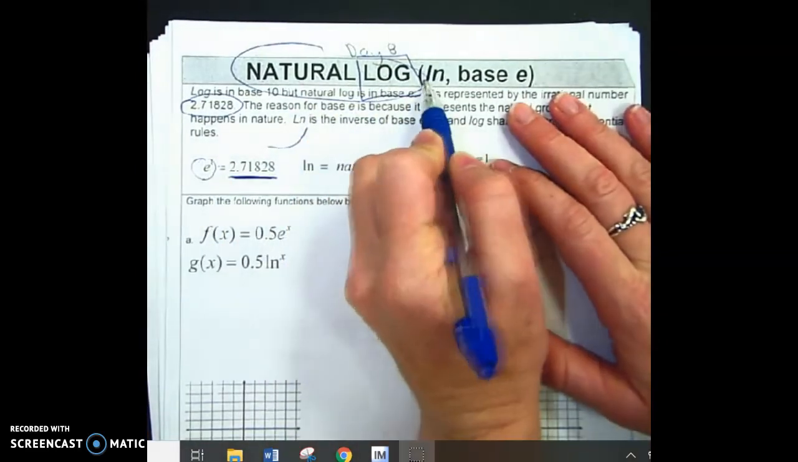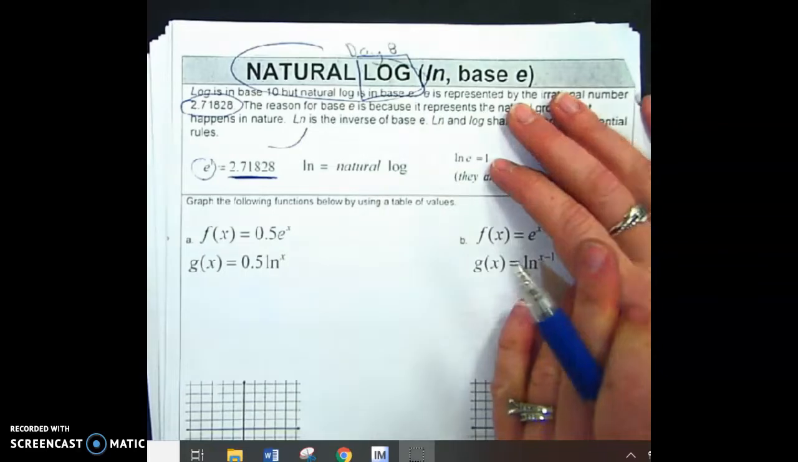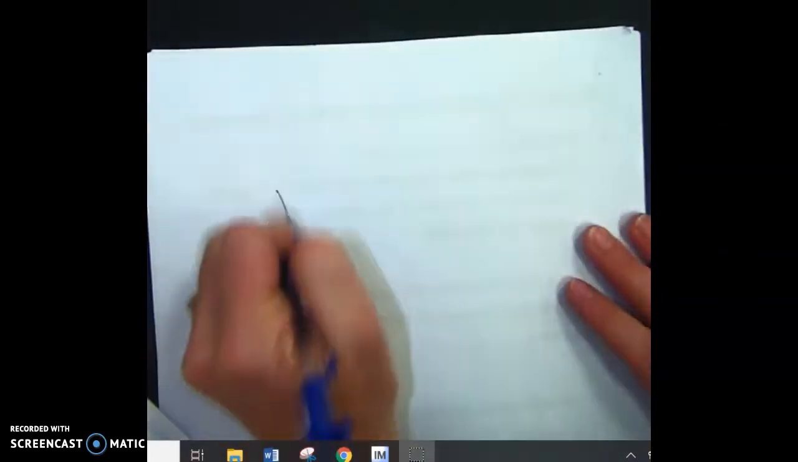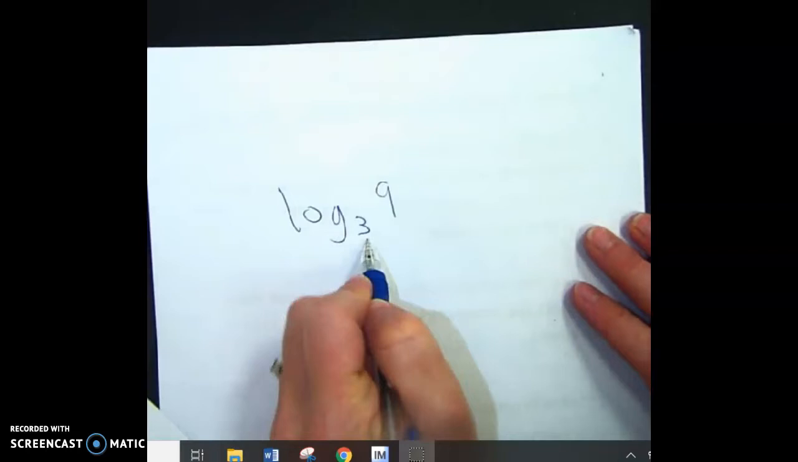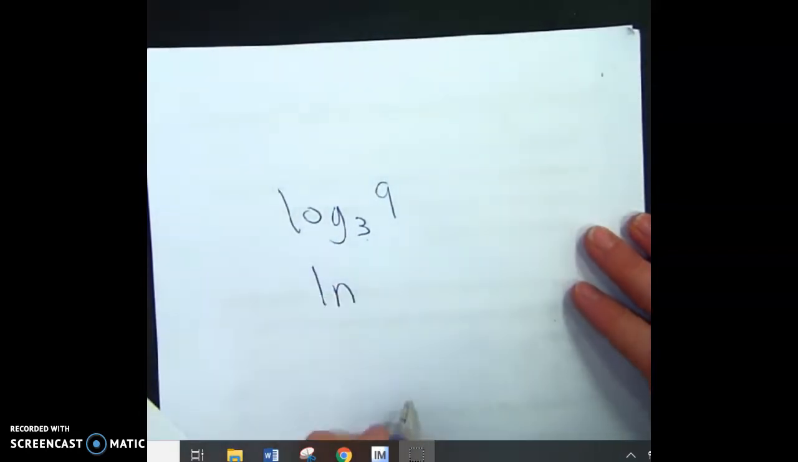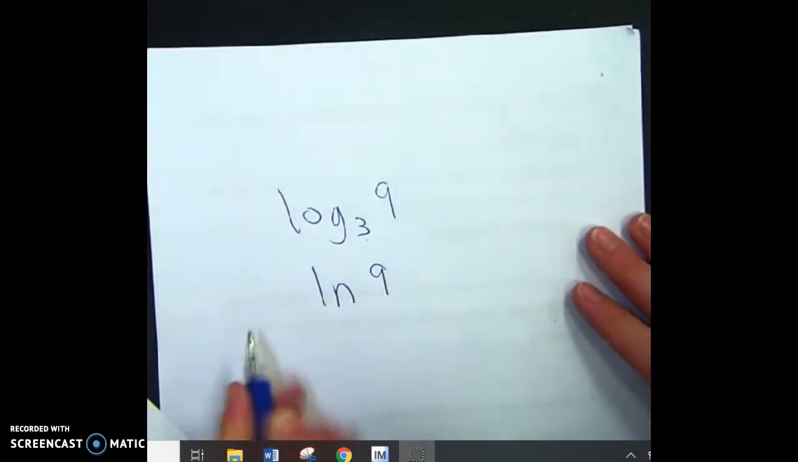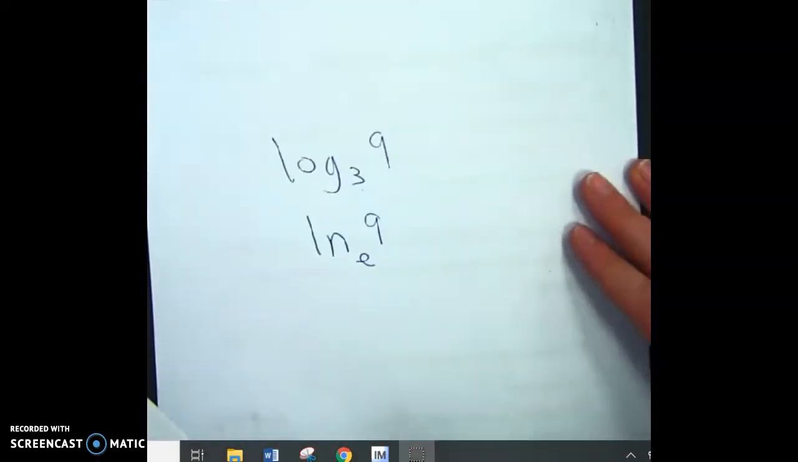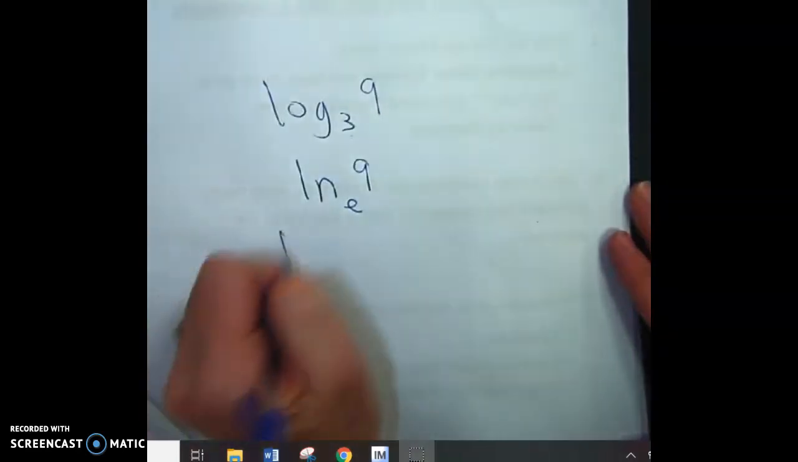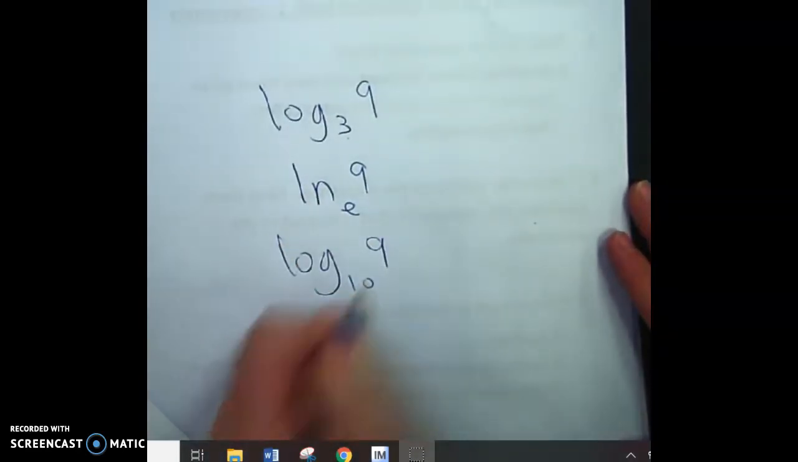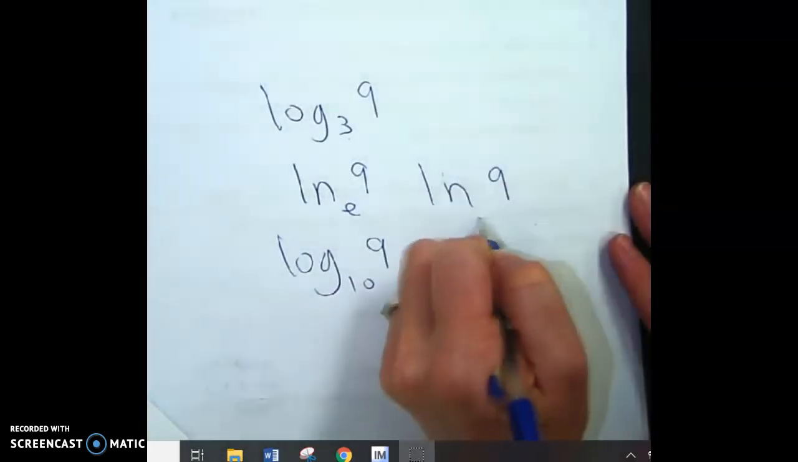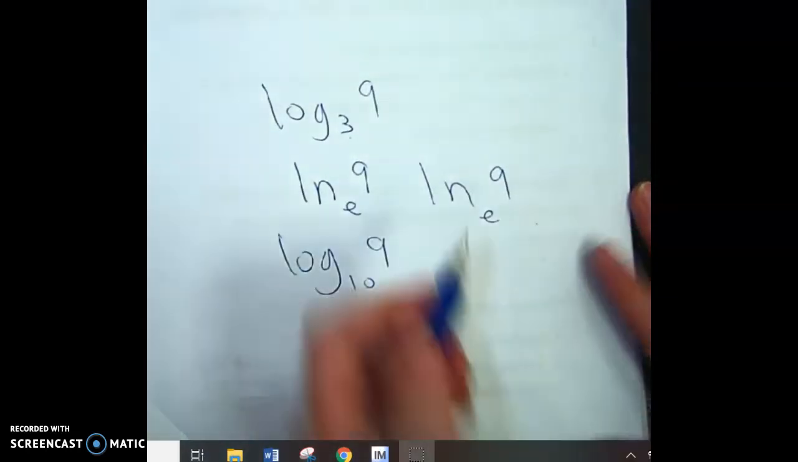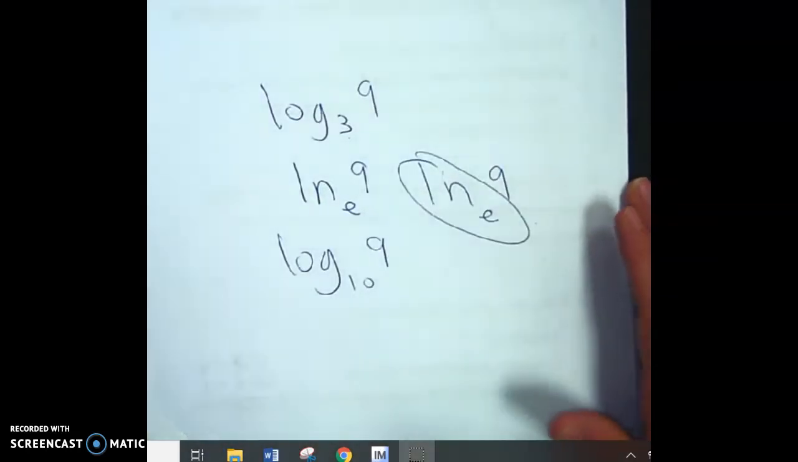So when you see ln, that means natural log. Let me clarify. If you see log 3, that's in base 3. But if you see natural log of 9, that's in base E, but it's an imaginary base E. If I had log 9, that's base 10. If I have natural log of 9, that's base E. These two are inverses of each other, which you will see in a second.